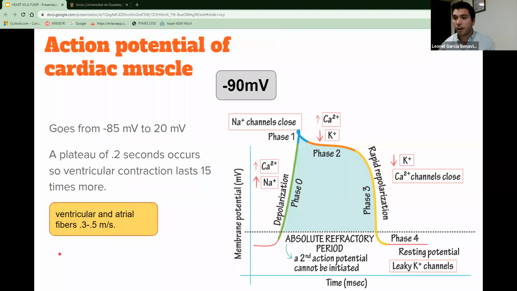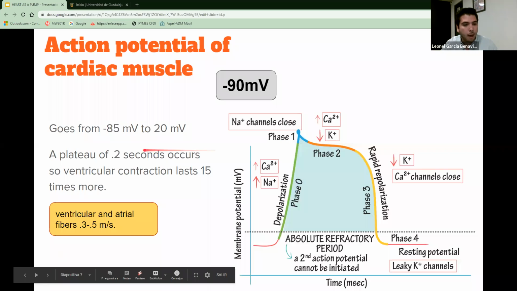What's the action potential of cardiac muscle? Cardiac muscle has a resting potential of negative 85 to negative 90 millivolts, okay? It's going to go from minus 90 approximately to 20 millivolts. So it's going to be a 105 millivolt action potential if you calculate all the volts at which it occurs. It's going to be similar to any other cell, but different in just one aspect. What's going to be different is that a plateau is going to occur. If you can see right here, a plateau of about 0.2 seconds is going to occur right here.